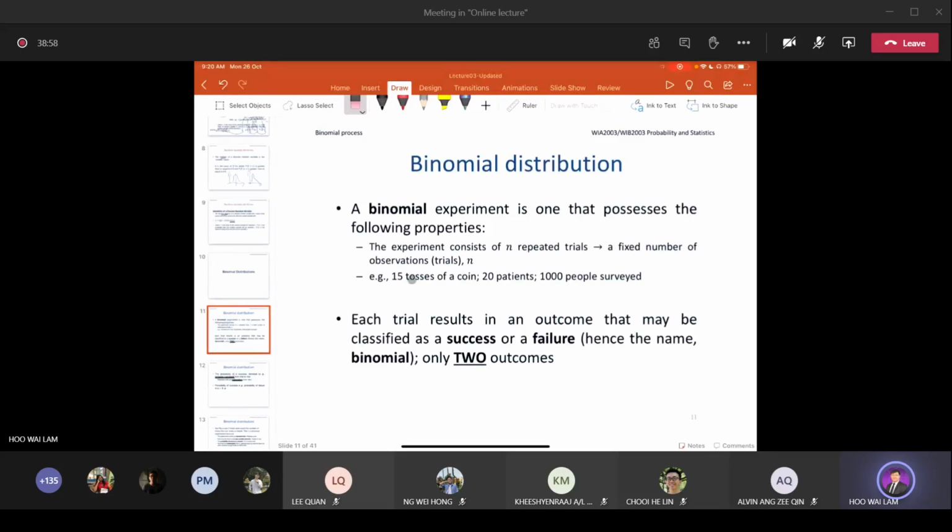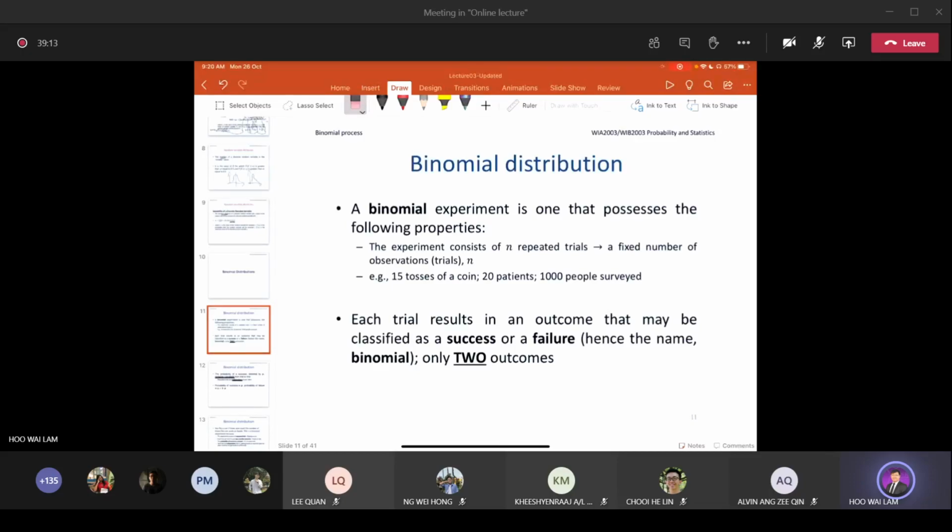Of course, there are special cases like coins. Coins only have two possible outcomes, so you don't really need to convert into yes or no. But how about a dice roll? Dice roll, there are always six different outcomes.